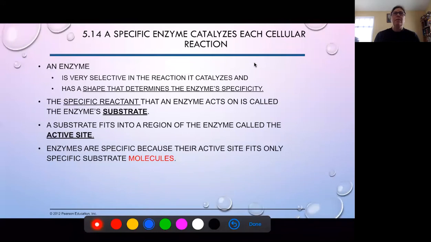We always tend to use this analogy of a lock and key. You have many keys, but it doesn't mean you can open every lock. Each specific key will open a specific lock because of its fit, and that's how enzymes work. They have an active site with a certain shape associated with it, and only the molecules that fit into the pocket it forms will then be acted upon.